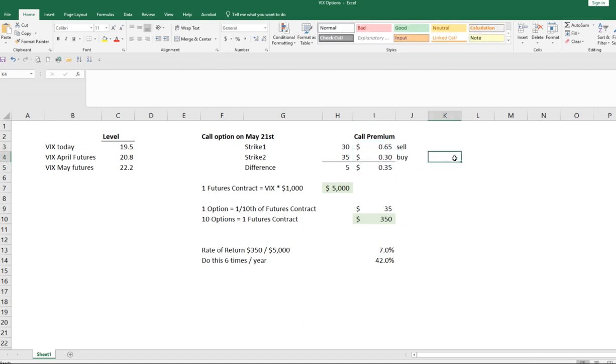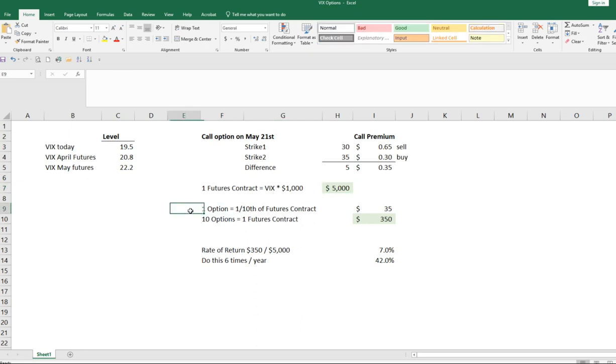So let's put dollar signs in there for consistency. So this is 35 cents. Now VIX futures, so these are options on futures. One VIX futures contract is VIX times 1,000 bucks. So really I'm risking here 5. This is really the $5,000 at risk that I'm putting with this strategy.